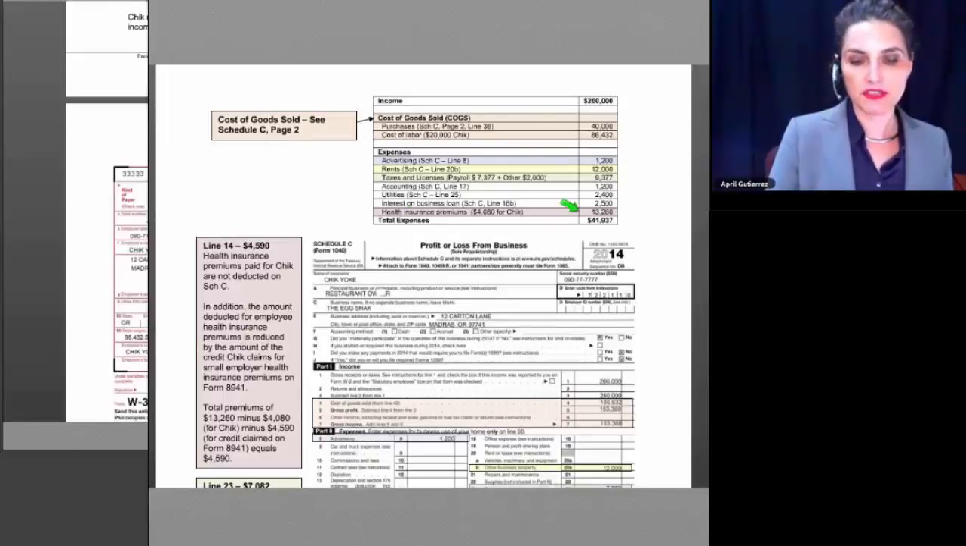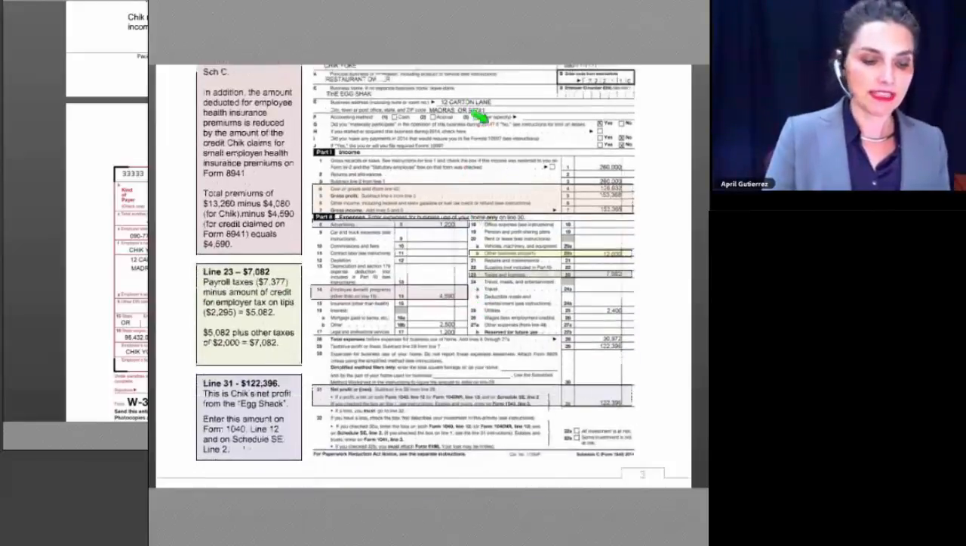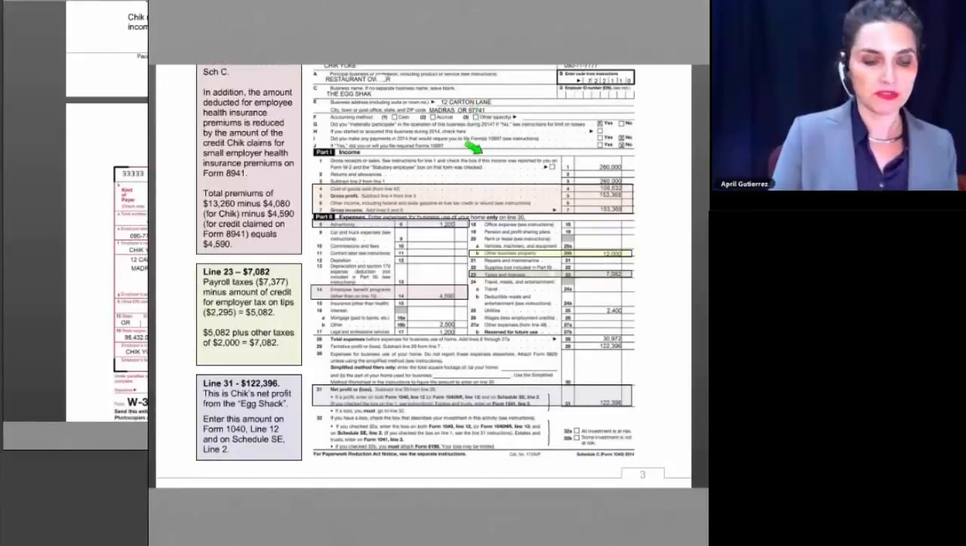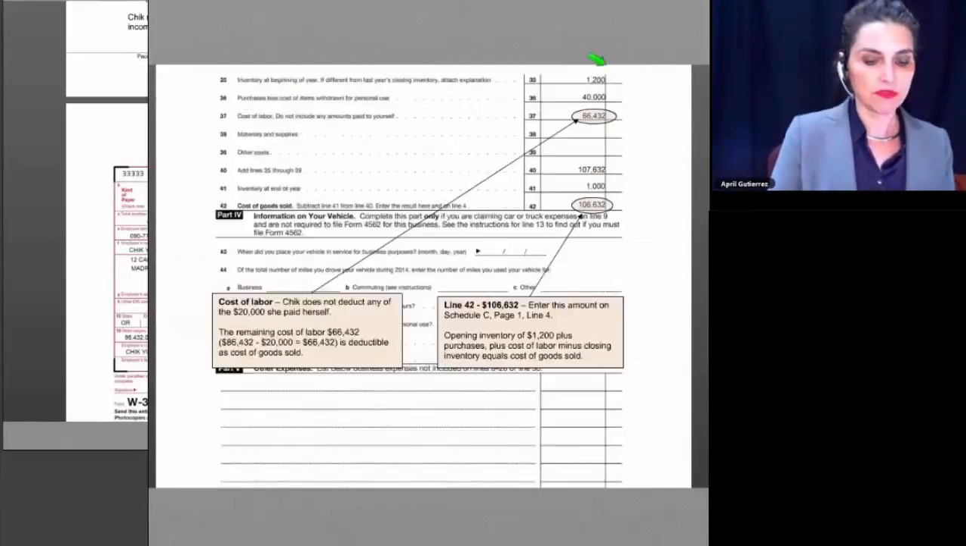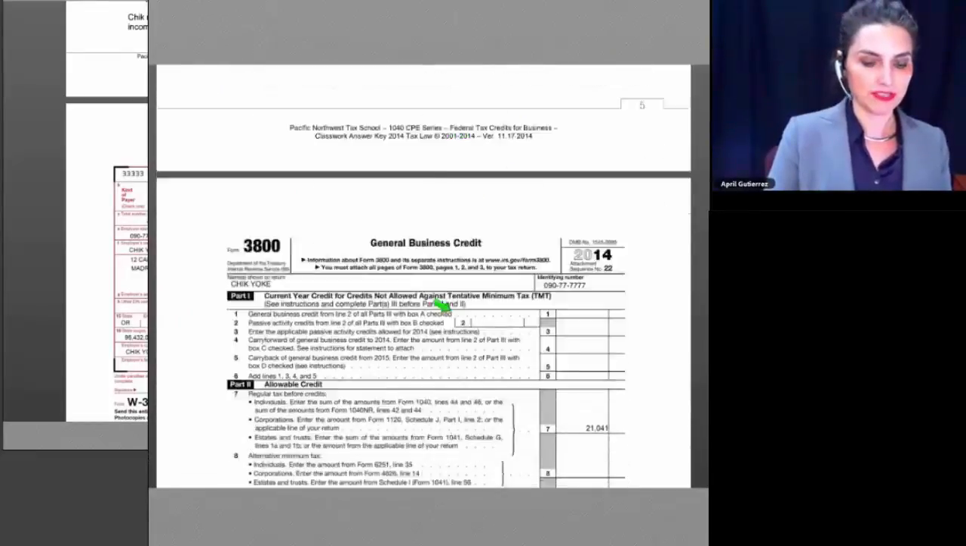Moving back up to the P&L, we also have this health insurance premiums deduction. It totaled $13,260, but remember we have to subtract out $4,080 as the insurance premiums paid for Chick. Then we're going to take the difference and use that difference to figure the credit for employer health insurance premiums. So let's go through and fill out the forms that we need to fill out for Chick. Well, actually, a bunch more forms.